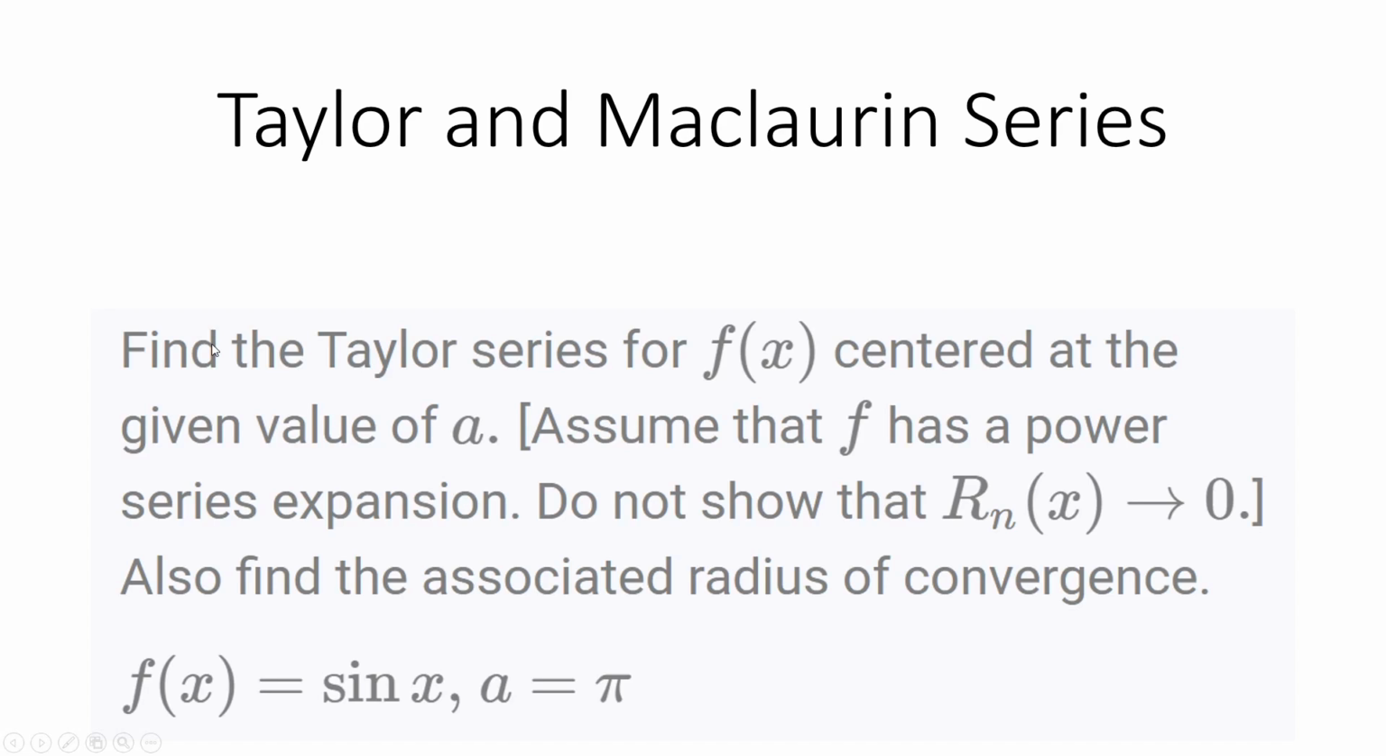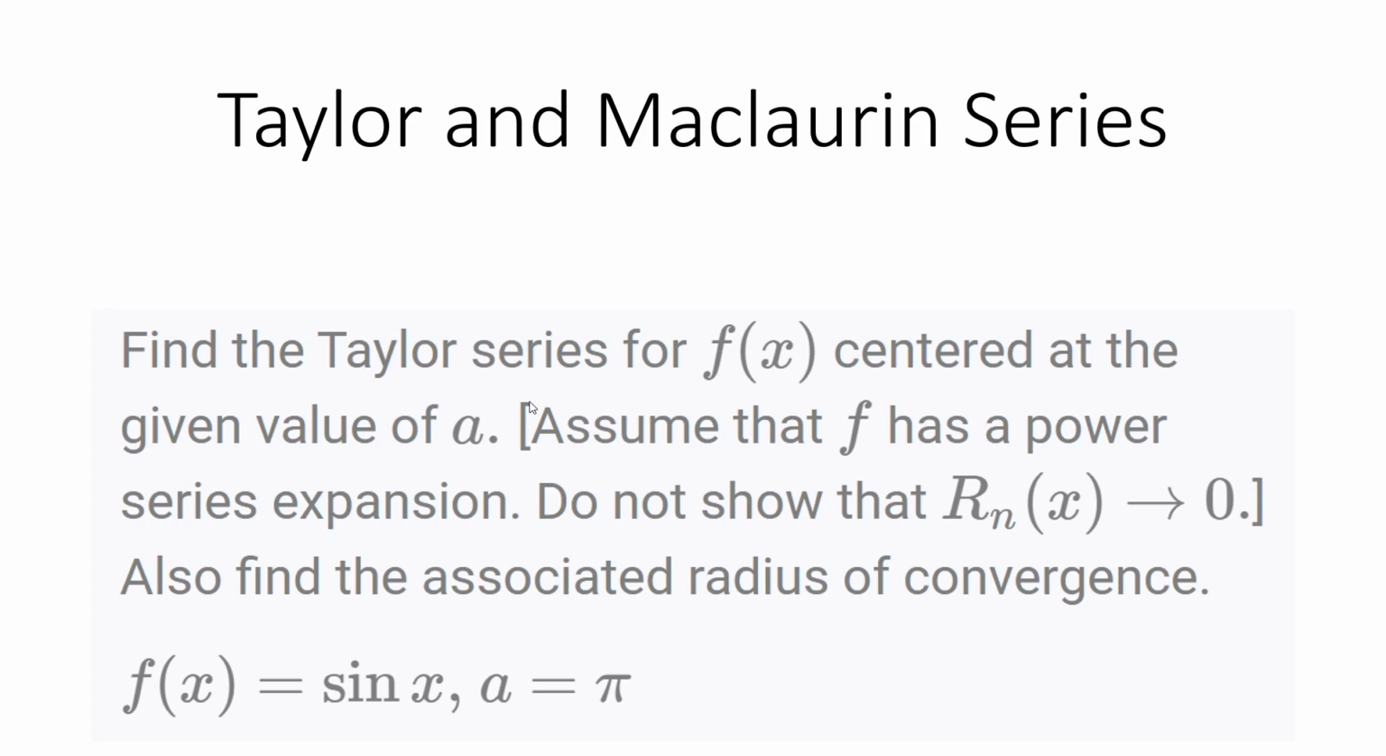So today we're going to be focusing on this question where we want to find the Taylor series for this function f of x centered at the given value of a, and both f of x and a are given here at the bottom as sine of x and pi respectively. And we also need to find the radius of convergence.